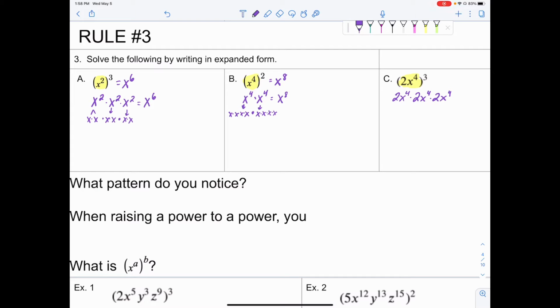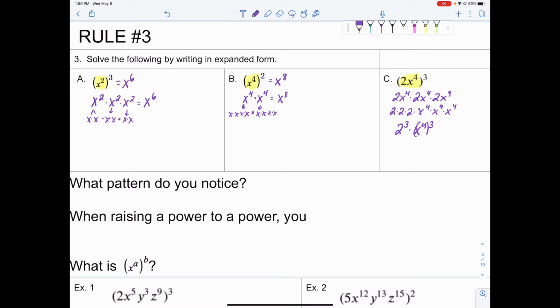And then just like last class, when we were multiplying things, we rearranged them so we could think about that as 2 times 2 times 2, times x to the 4th times x to the 4th times x to the 4th. And I'm going to rewrite that to help us really think about what's happening here. So we have 2 times 2 times 2. I'm going to rewrite that as 2 cubed. And then we have x to the 4th cubed.